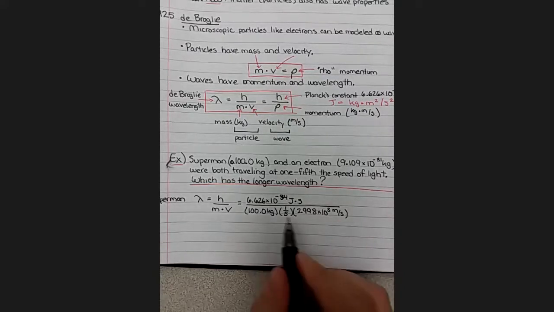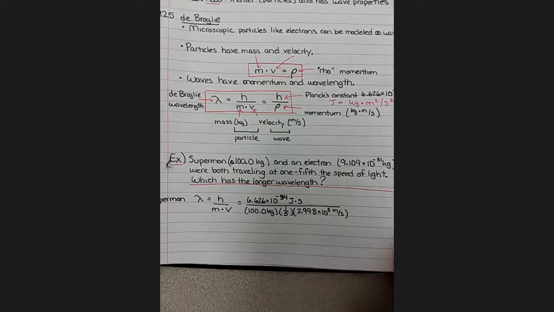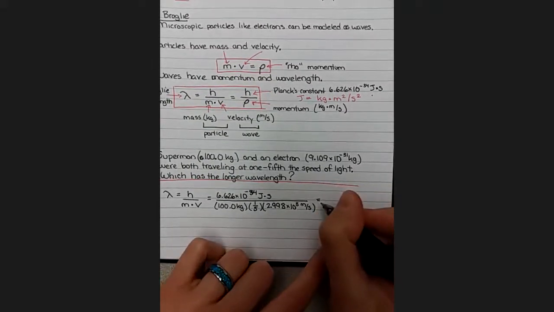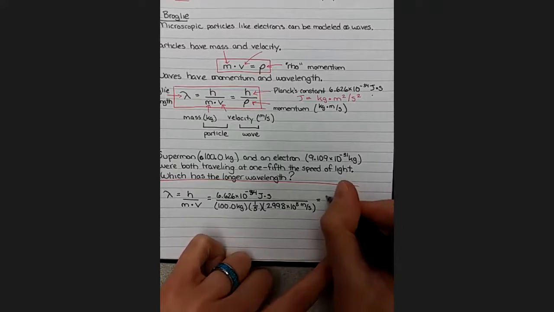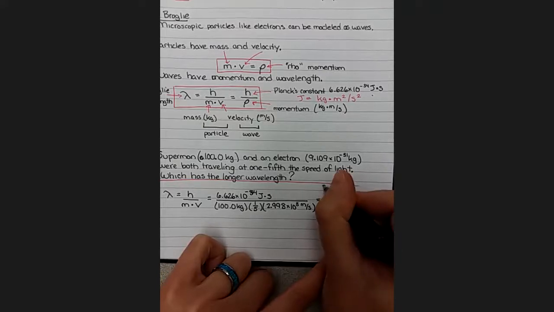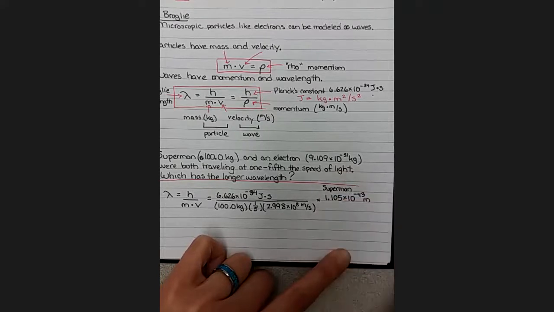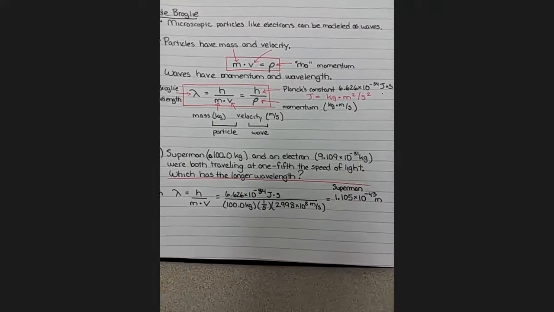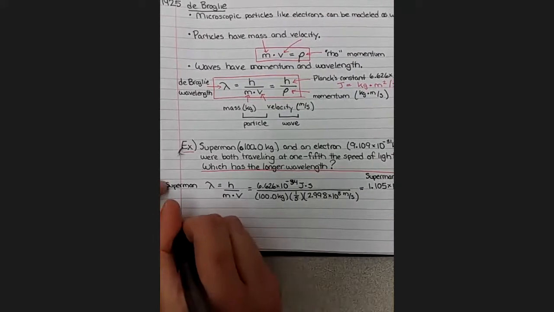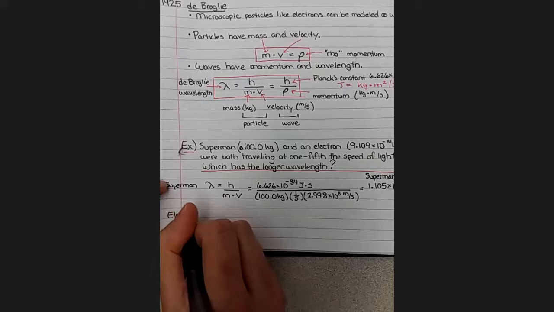And our unit should cancel out on the bottom with the units inside of the joule. And so the wavelength we can use to model Superman and his flight is 1.105 times 10 to the negative 43rd meters, which is a really, really small wavelength. But let's look at the wavelength of the electron first, which should be more reasonably sized.